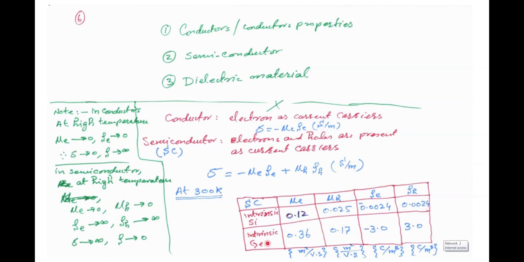For pure germanium at 300 Kelvin, the electron mobility is 0.36 square meter per volt second, and the hole mobility is 0.17 square meter per volt second. The electron concentration at 300 Kelvin in pure germanium is minus 3.0 coulomb per cubic meter. The hole concentration is 3.0 coulomb per cubic meter.